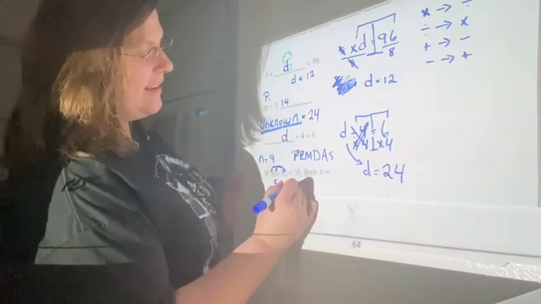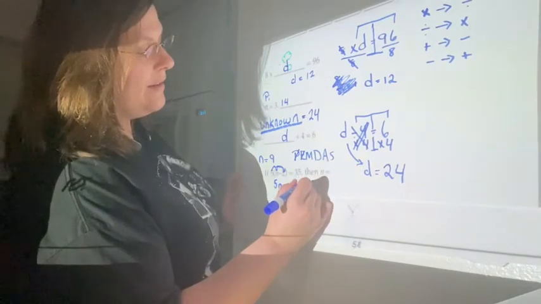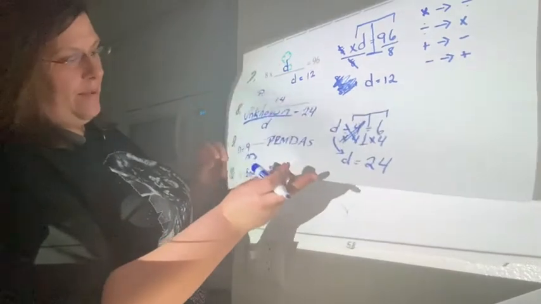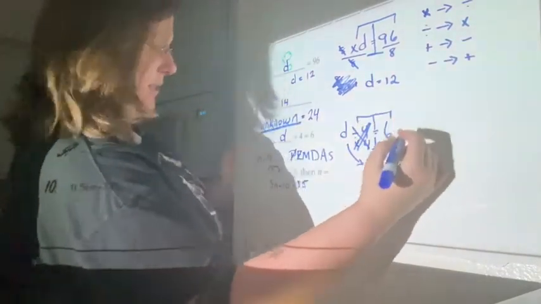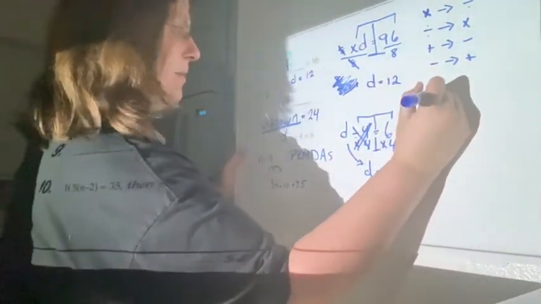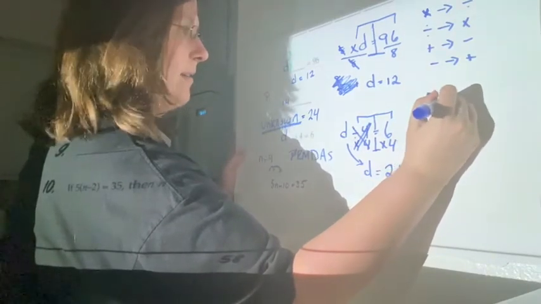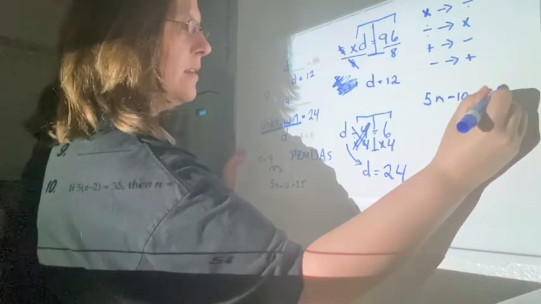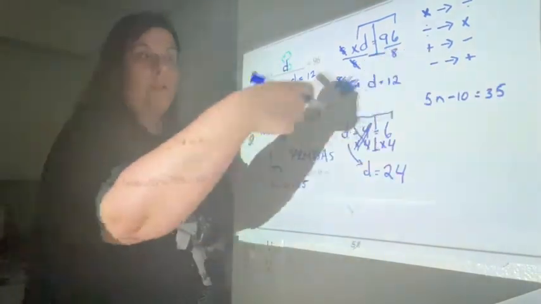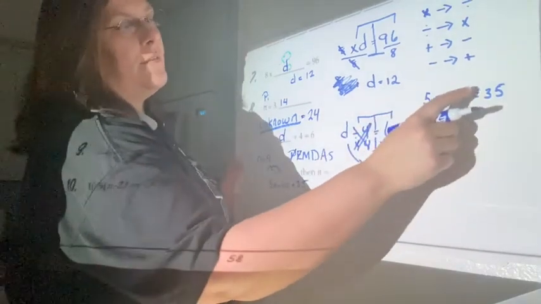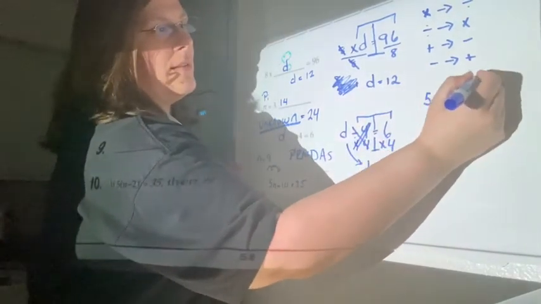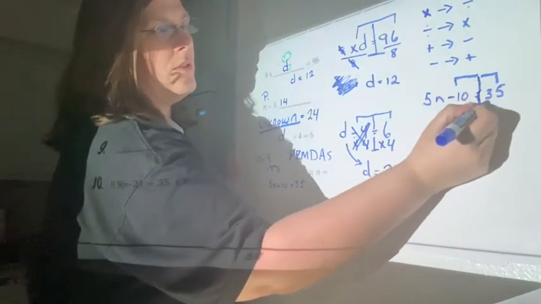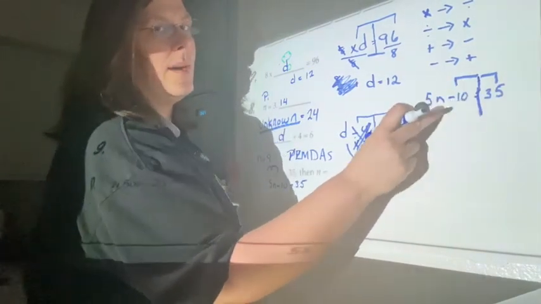5n - 10 equals 35. Okay, so I'm running out of paper. So let's go over here. Let's put our balance out. I got to give it a little bit more room. So I have 5n minus 10 equals 35. So make sure you take your system. The first thing we got to do is draw our balance. So here's our balance. You know what's on one side and what's on the other side. So you got to get that n by itself.